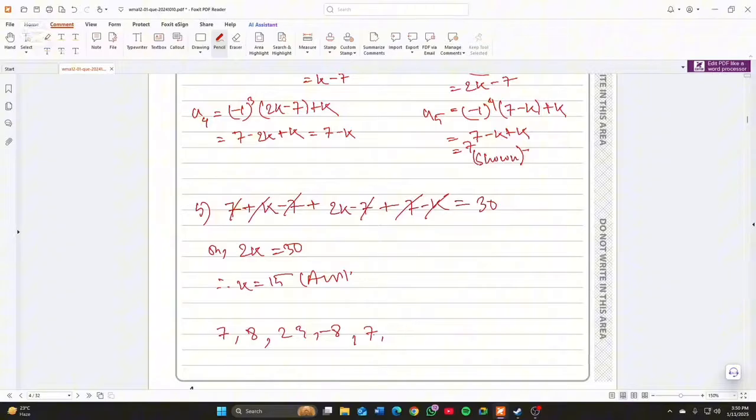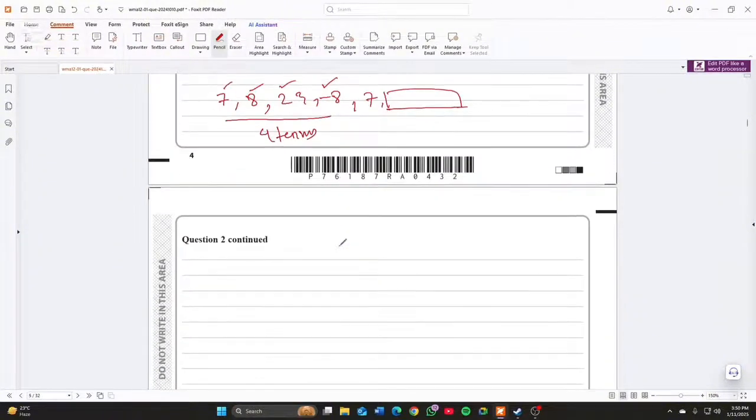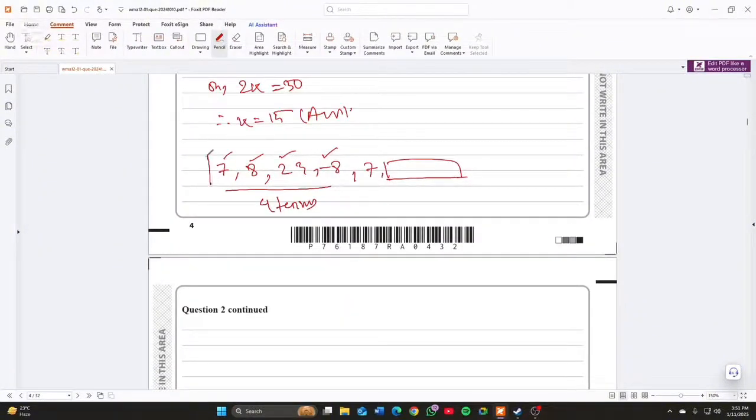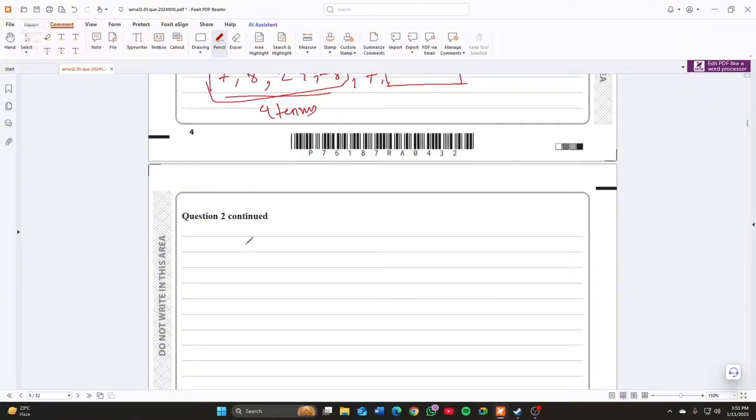So this whole thing repeats here again, right? After how many terms? 1, 2, 3, 4. After every 4 terms, the sequence is repeated. Therefore, we can find out how many of these groups of 4 terms we have in 150. You can just find out by dividing 150 by 4.